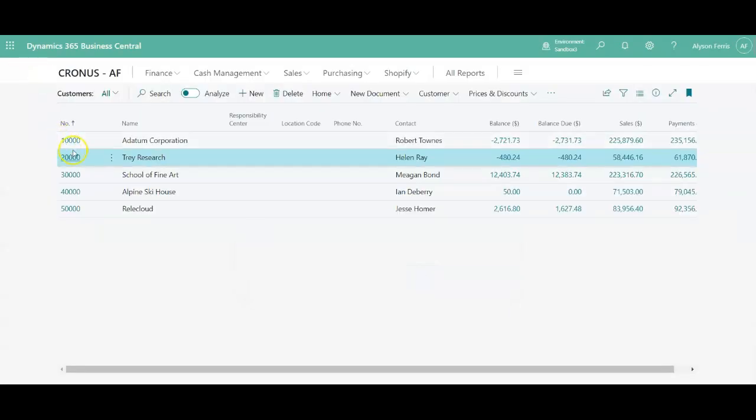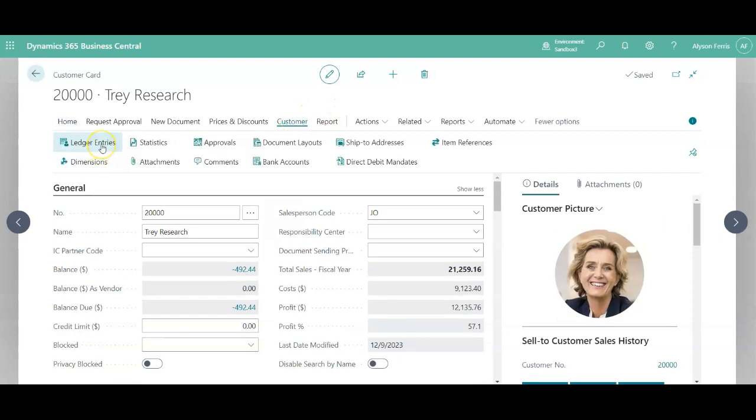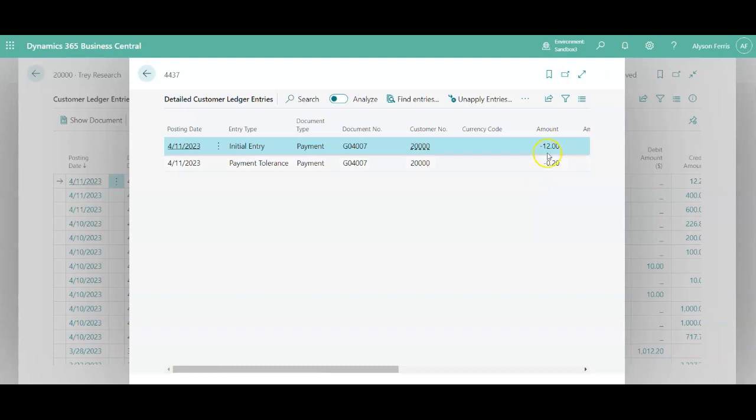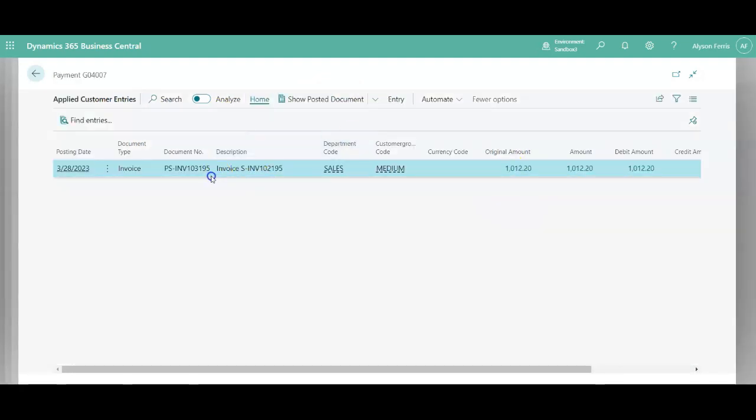And if I go back into this customer's account and I look at the ledger entries and view that payment, here's the payment of $12 and the amount is broken out into the $12 that was received and the 20 cents written off. And this entry, if we look at the applied entries for it, it was applied to invoice 103195.